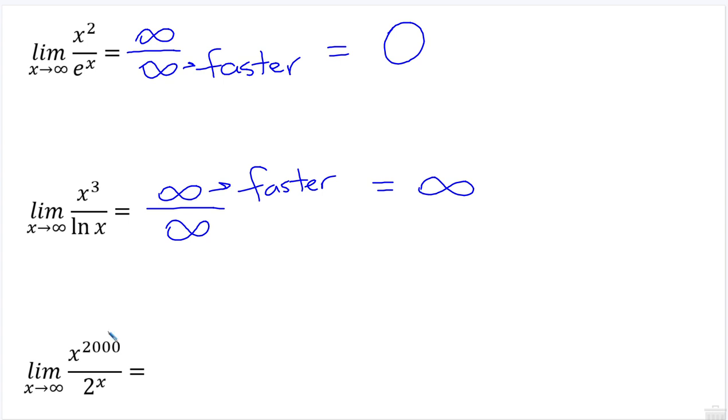And even though this function, x to the 2,000 over 2 to the x, starts off with x to the 2,000 much bigger than 2 to the x for even some relatively large values of x, as x goes towards infinity, this denominator, which is going towards infinity just like the numerator, is going towards infinity faster, meaning our denominator is bigger than our numerator, meaning that this limit should be 0. And this is sufficient work to show that for now.